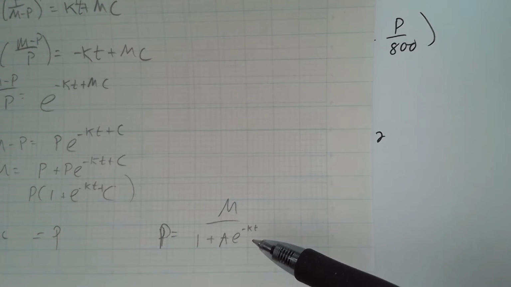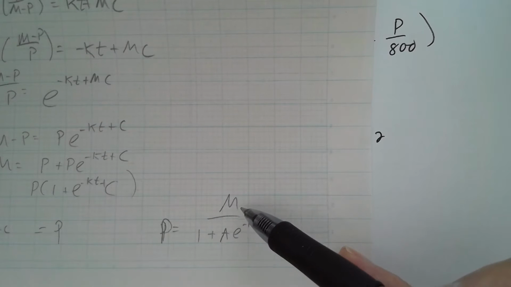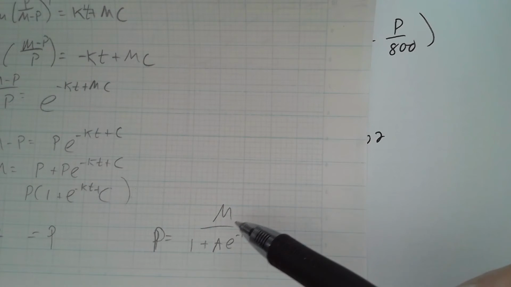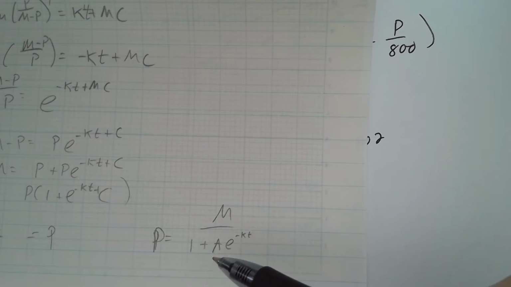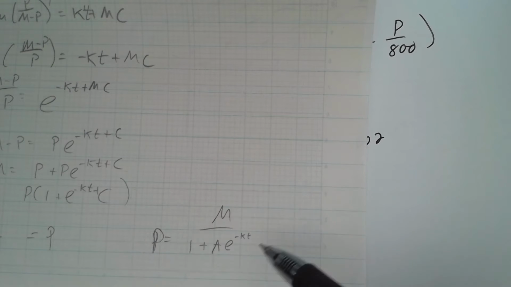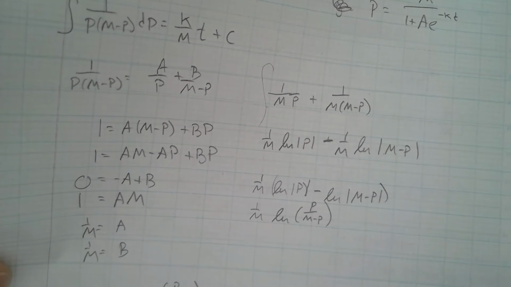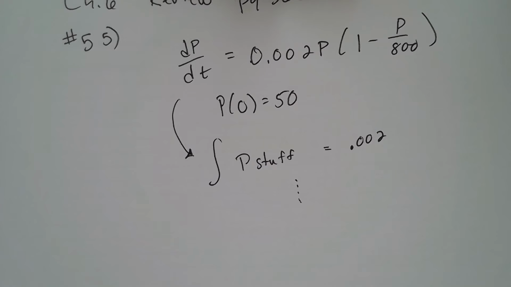and you eventually get our original equation: the population is m over 1 plus a, which is just a constant, times e to the negative kt, where m is the carrying capacity, the maximum population. So that's the general way to go from our differential equation back to our original. That's how you would do it. I'm not going to ask you to do this. That'd be the long way of doing it.